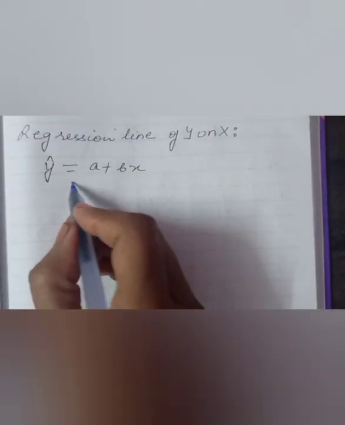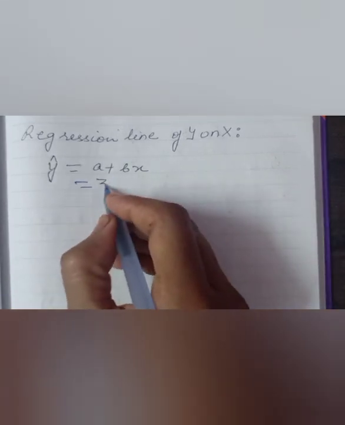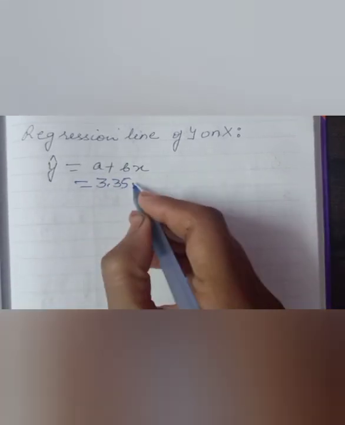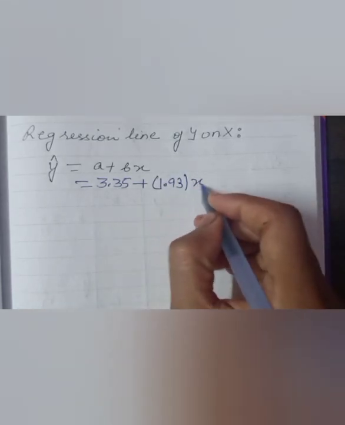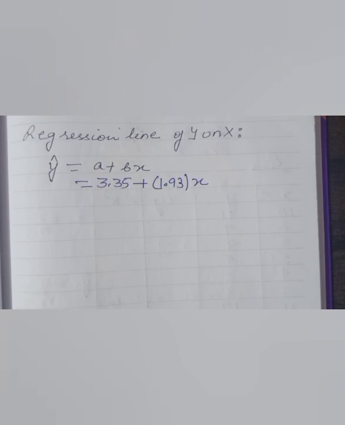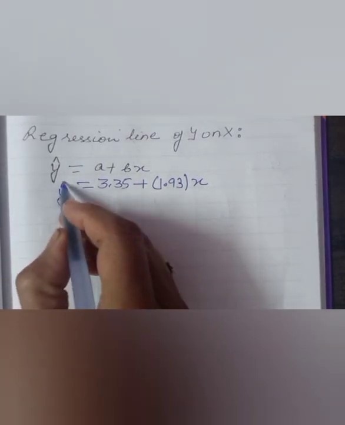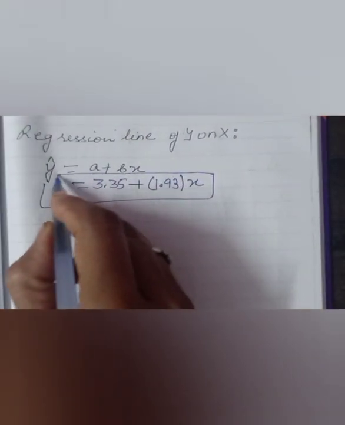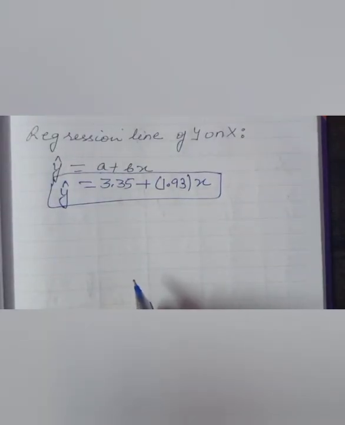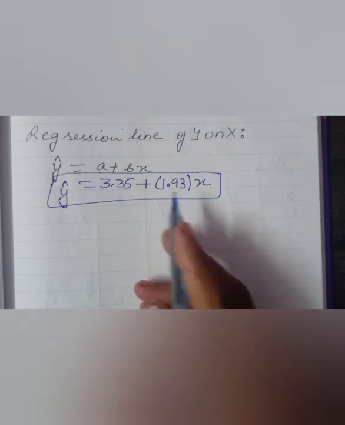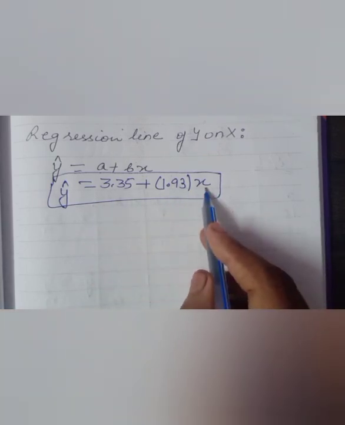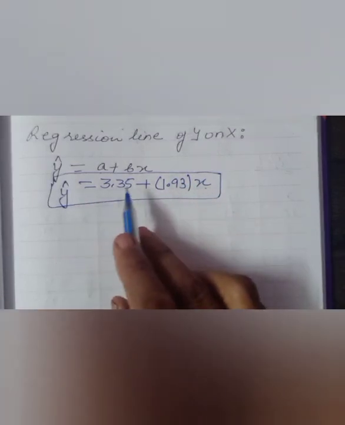Now see, substitute the values. A which we have got is 3.35 plus B which we have got is 1.93 and this is x. So this is the regression equation of y on x. Now what we are supposed to do? When the value of x is given to us, we can find the value of y for that value of x. So this is the regression equation.